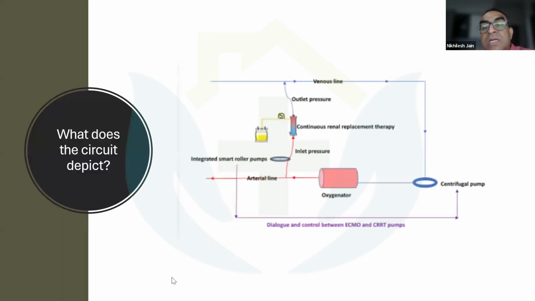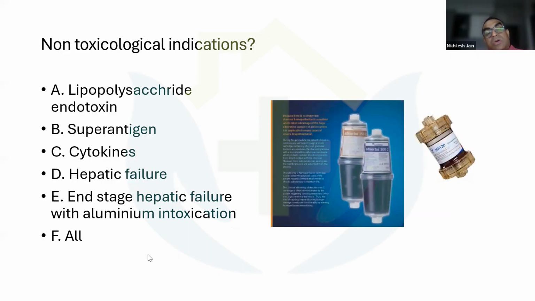This is just one of the circuits I've shown. This is for a concurrently running ECMO and CRRT coming together. That can happen, right? In that, you have to separately look for an oxygenator. Okay, so this is again one of the questions. What do you see exactly here? And can you answer this question?